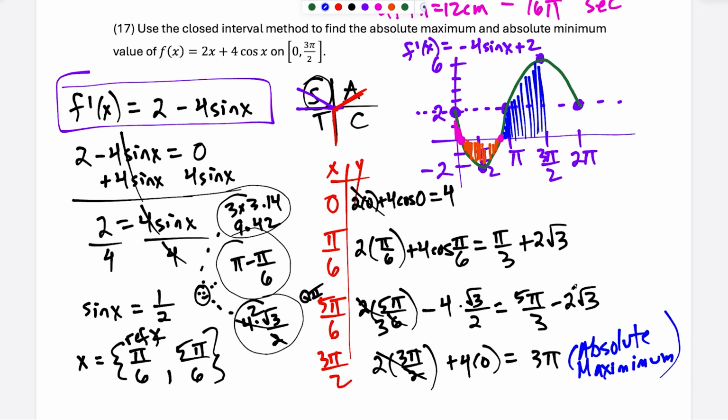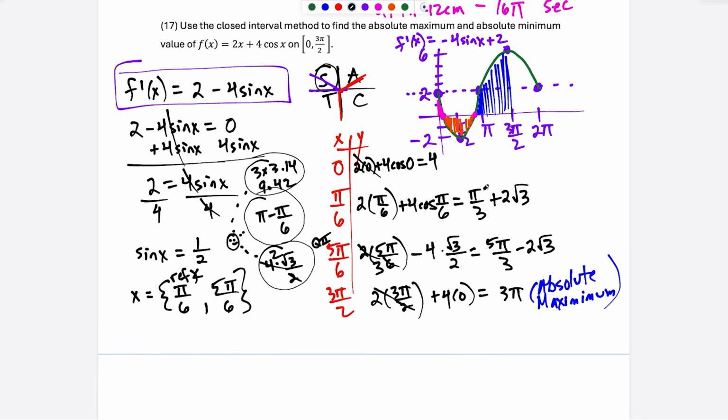Now if we investigate this a little bit more by typing these values in a calculator, the values from the calculator are going to support what the graph is saying. Let's do the function value at pi over 6. So we have pi over 3 plus 2 square root 3. To 3 decimal places, we get 4.511. And for the next function value at 5 pi over 6, if we type in 5 pi over 3 minus 2 square root 3, we get 1.772 if we round to 3 decimal places. So notice the absolute minimum is here at 5 pi over 6, and that is supporting what the graph of f prime was telling us.